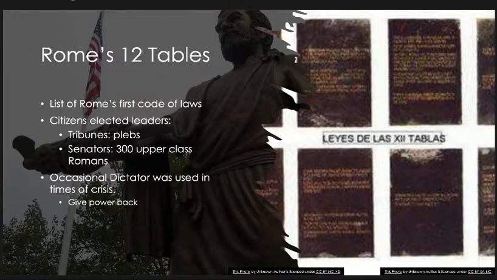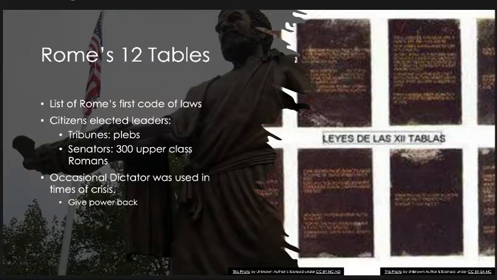Okay? So, questions on the 12 tables and how the Roman Republic came about and how it operated and how it's a little different than ours. Now, I say it's different than ours. Do you think that we stole some of our government from the Romans? For sure. Okay? They didn't mind that. They're long gone. Okay.